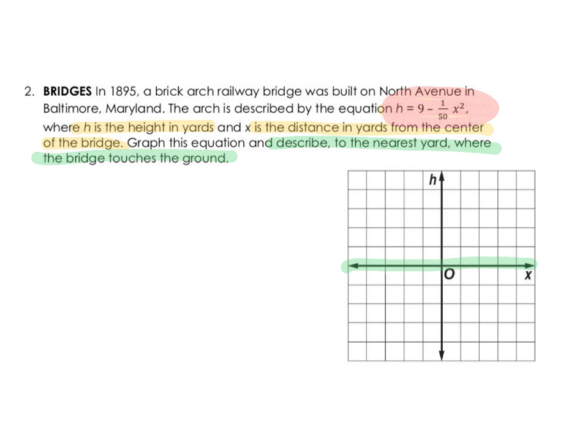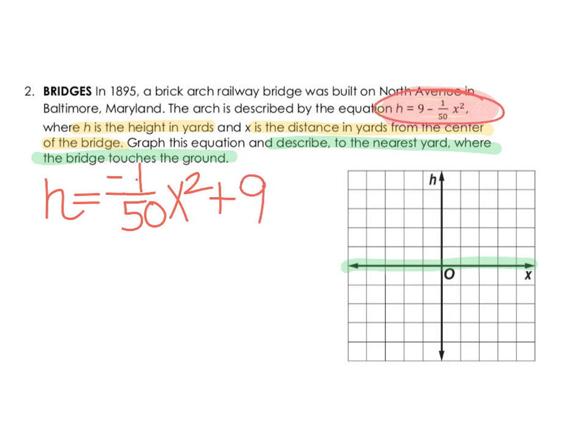Now, if we wanted to write this so it looked more like a quadratic equation, we can just switch it around. So it looks like negative 1 over 50 x squared plus 9. That's the same equation as this, but now we've got our x squared, plus 9 as our constant. So it looks more like the form ax squared plus bx plus c.